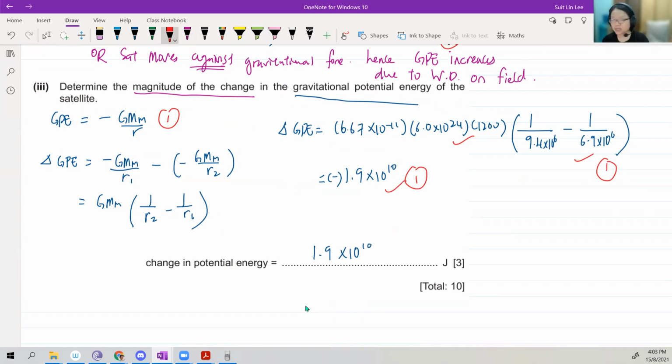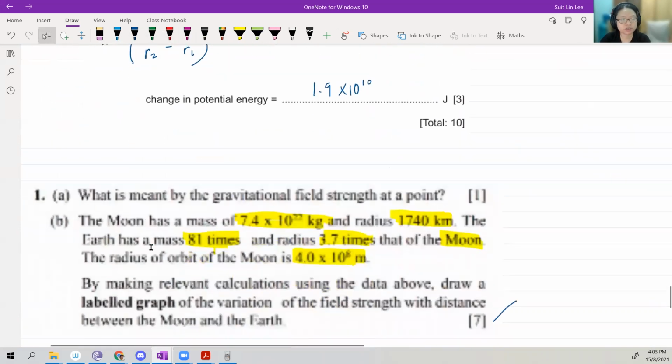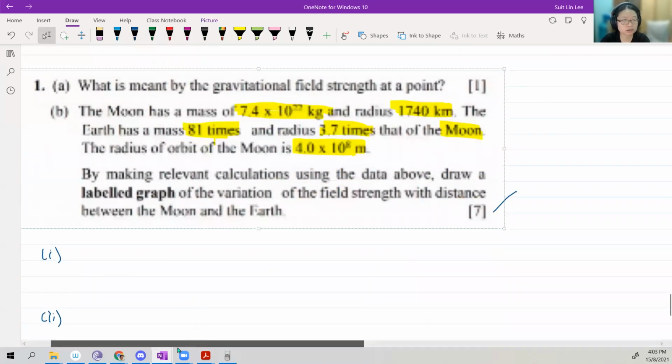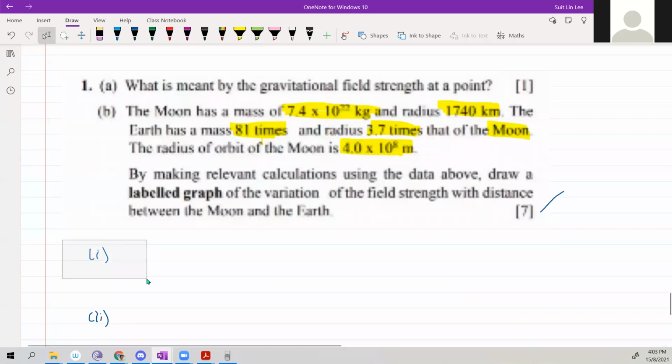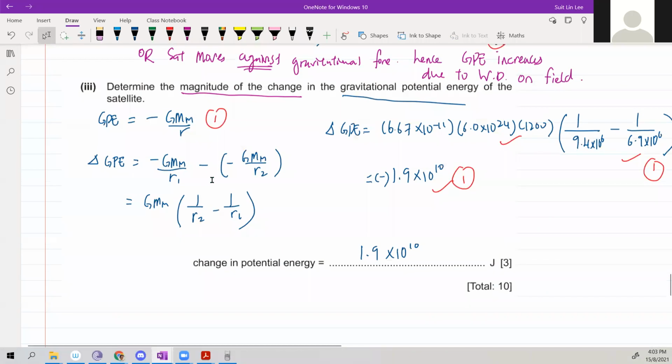Okay, let's look at your test question. Only this one got problem, the rest okay. Sorry, Miss Liz. Yes. I have a question. So for the change in GPE, final minus initial, right? Final minus initial. Yes. So is it okay if I write negative GMm over R2, then minus negative GMm over R1? Yes, perfectly fine. All right, thank you.